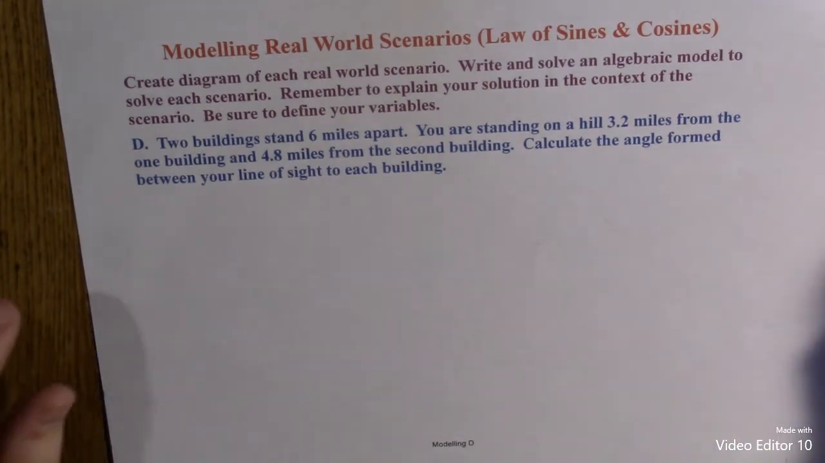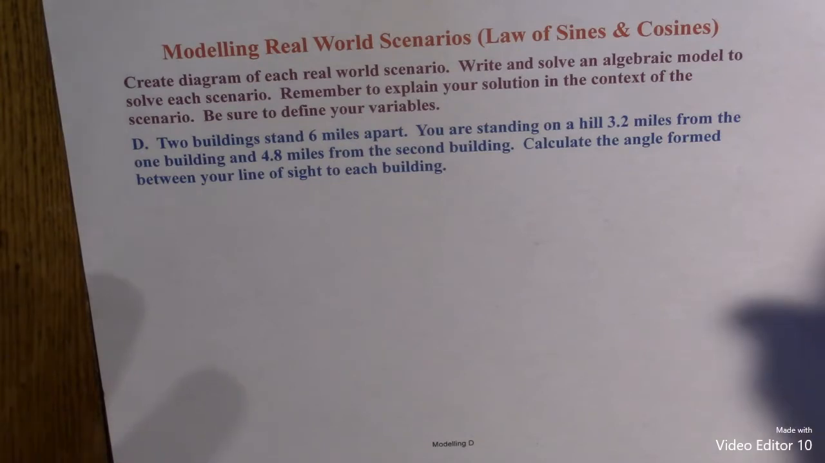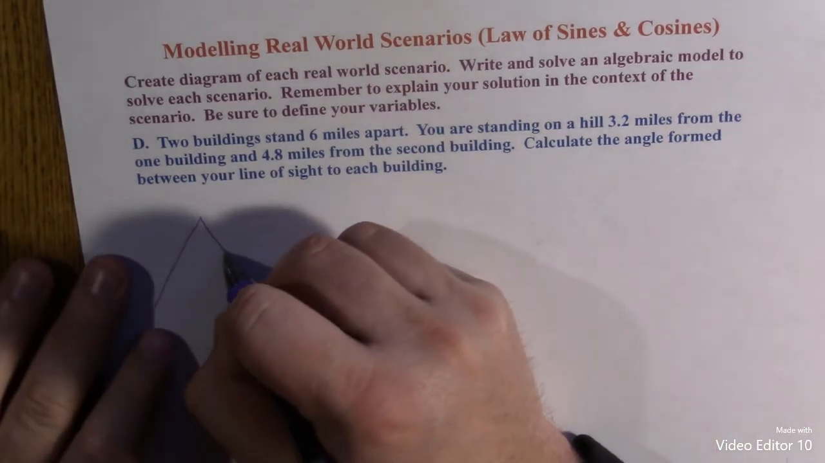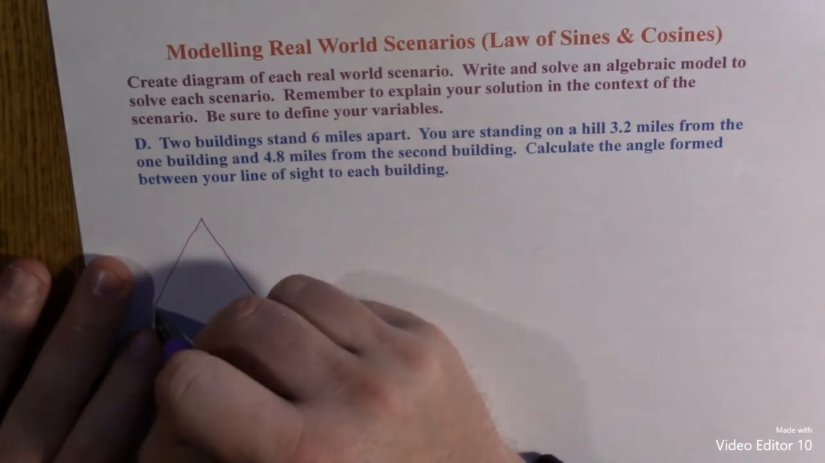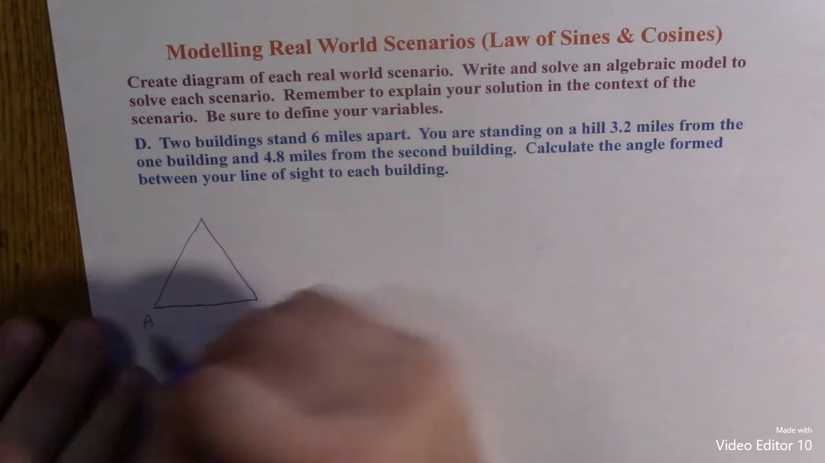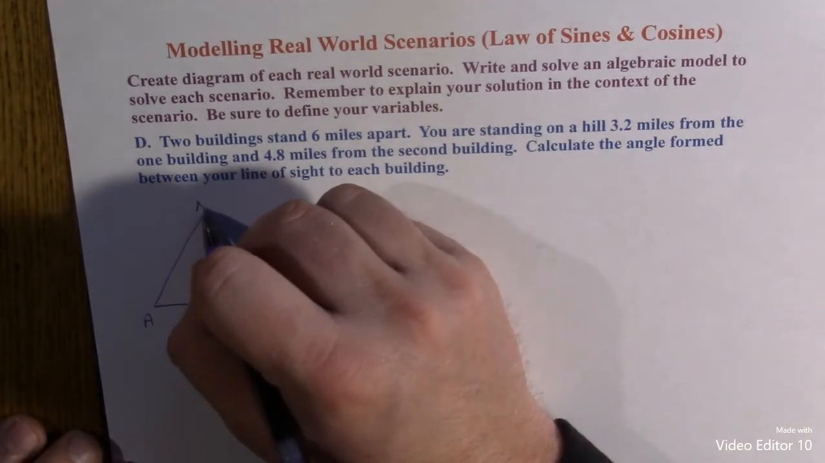And here brings us to scenario D, our final scenario. We have an observer who is standing on a hill viewing two buildings. Using the two buildings and the observer, we are again able to construct our triangle, where we have the two buildings, which we will call A and B, and our observer, which we will call N.